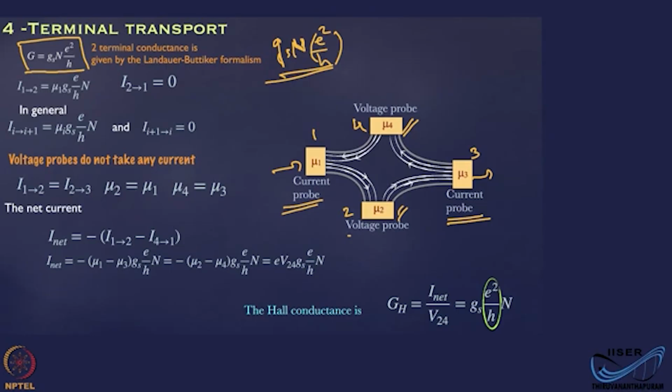All right, now the current from contact 1 to 2 is given by mu1, whatever the voltage or chemical potential, then the degeneracy, e by h, that is the conductance by the Landauer-Buttiker formalism, and the number of channels.